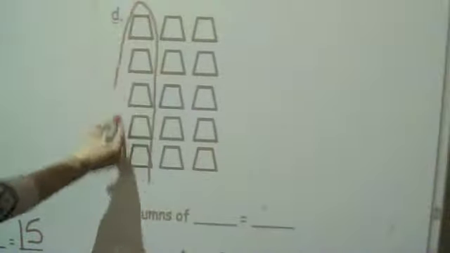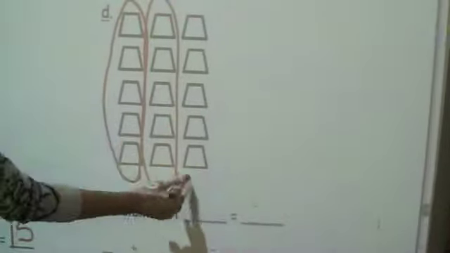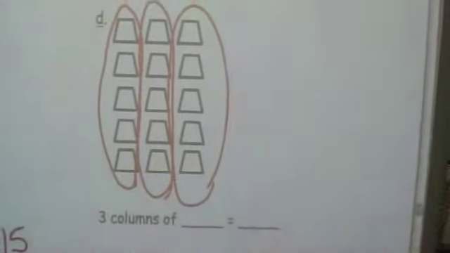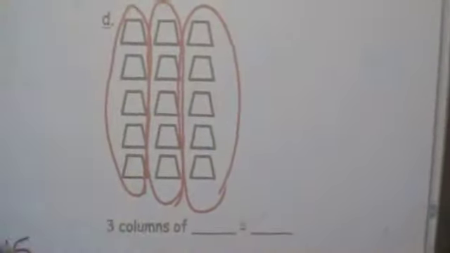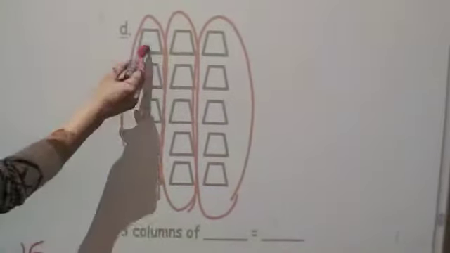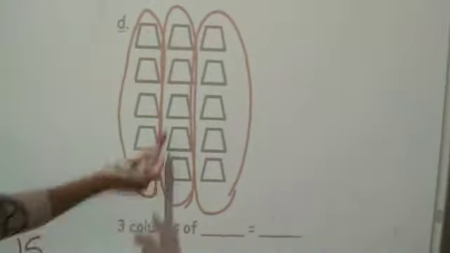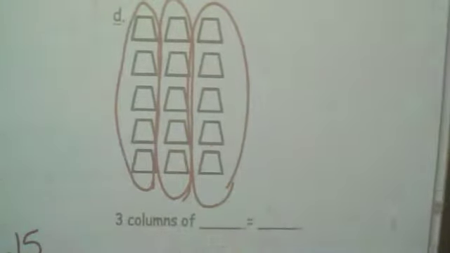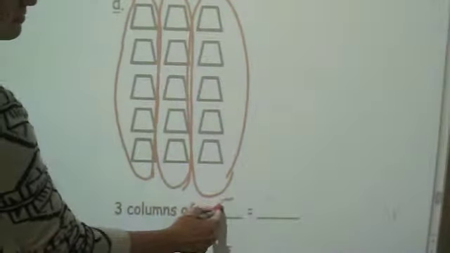That was our rows. Let's go do our columns. Circle your columns. Remember, columns go up and down. Here's 1 column, 2 columns, and 3 columns. We have 3 columns of, how many are in each column? 1, 2, 3, 4, 5, 5 in our second column, and 5 in our third column. We have 3 columns of 5.